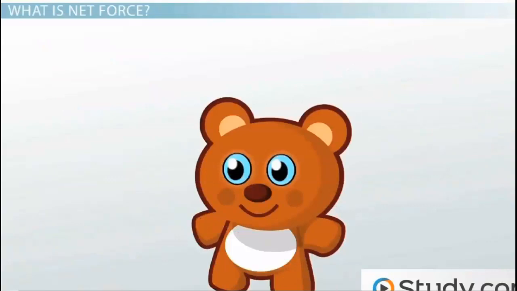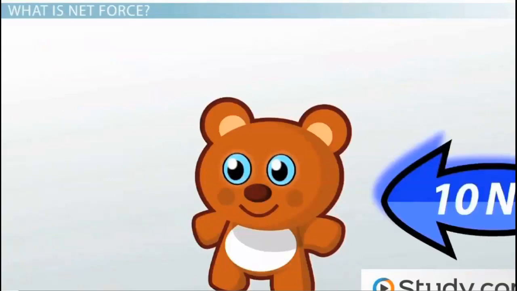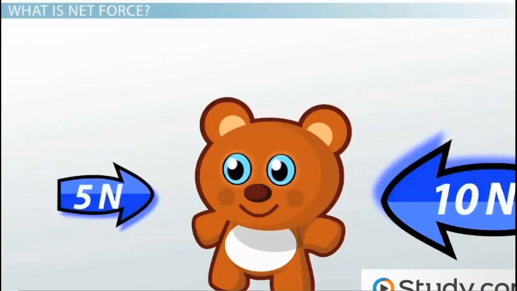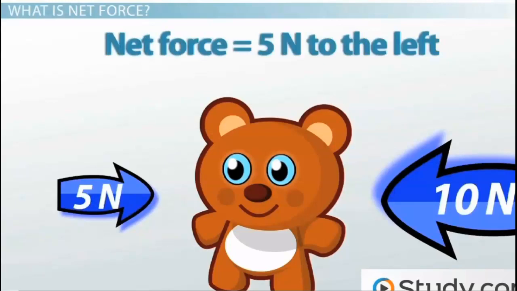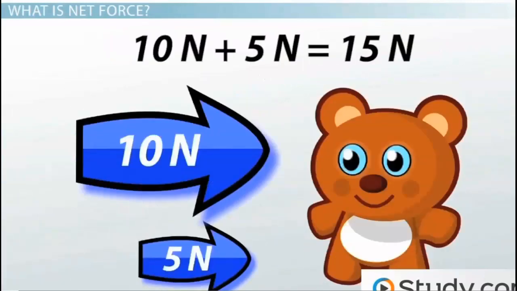Consider an object being pushed to the left with 10 newtons of force and being pushed to the right with 5 newtons of force. The net force acting on this object is 5 newtons to the left, as 10 newtons minus 5 newtons equals 5 newtons. The forces are subtracted from each other since they are pointing in opposite directions. Now, the forces would be added to each other if they were pointing in the same direction.